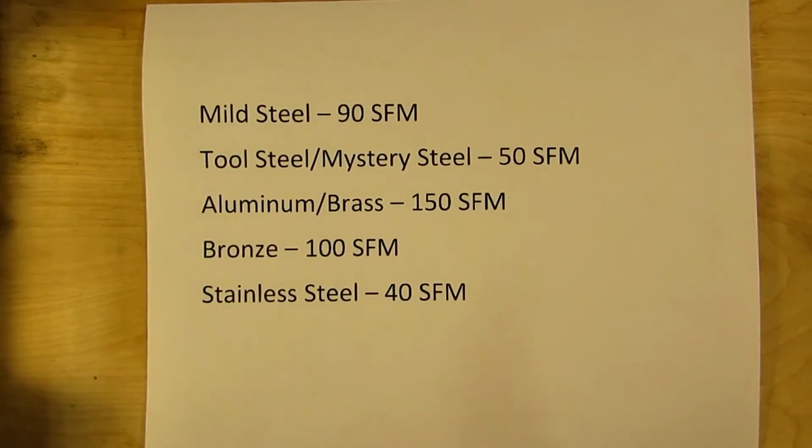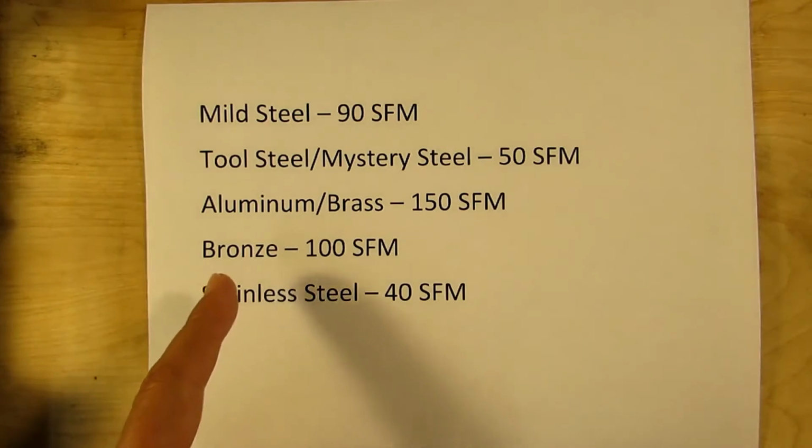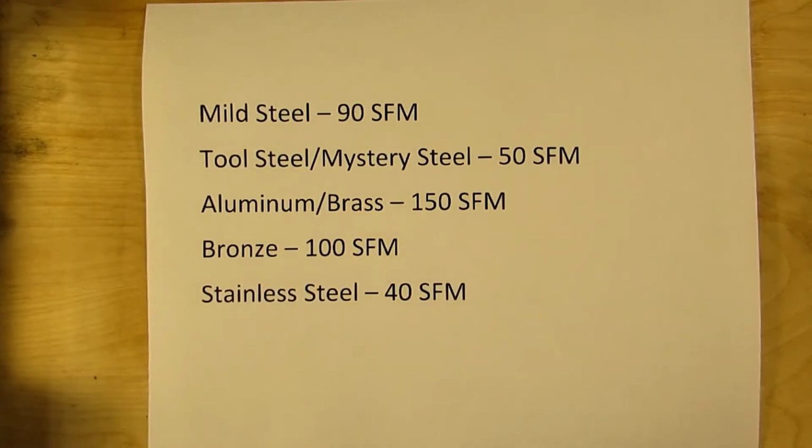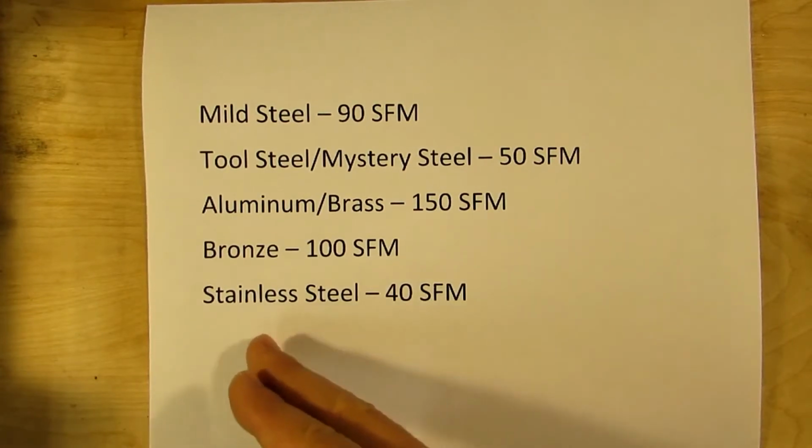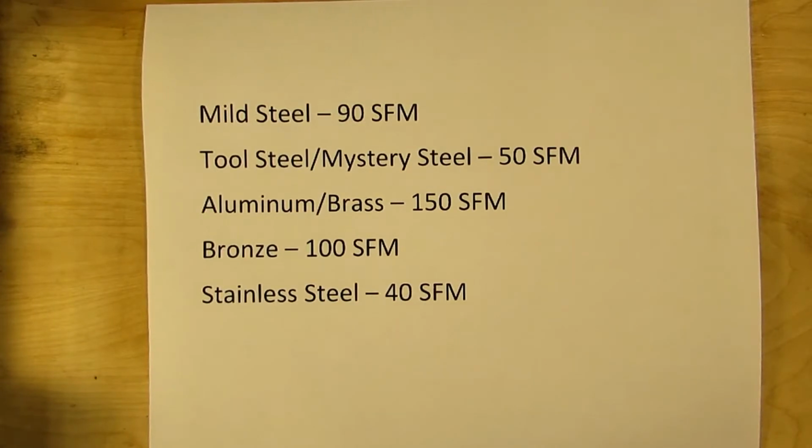Now, you may not have to machine a ton of bronze, but I actually machine it quite a lot. And bronze is a lot harder than brass. It looks like brass, but it's really not. It is a beautiful material to machine. I mean, you have to work really hard to get a bad surface finish with bronze, but it's a lot harder than brass. And then stainless steel, I like to run at 40.